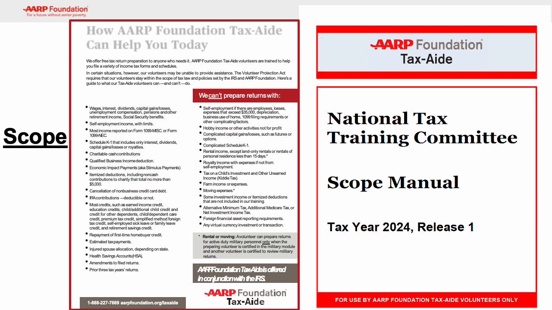Okay, scope, right? I'd like to reinforce the need to be aware of scope: what's inside scope for Tax-Aide and what's outside scope for Tax-Aide. We have two documents that can be referenced to help determine whether a return is in scope or out. The first is a one-page form that lists what is in scope on the left and what's out of scope on the right. Very summary form.